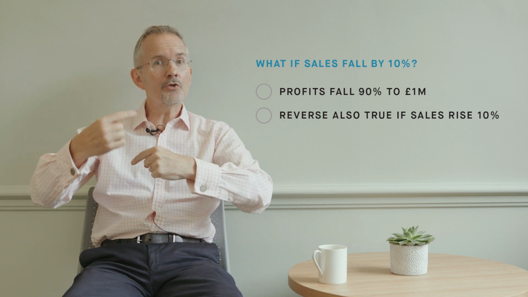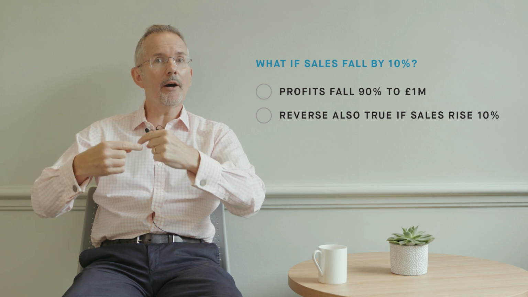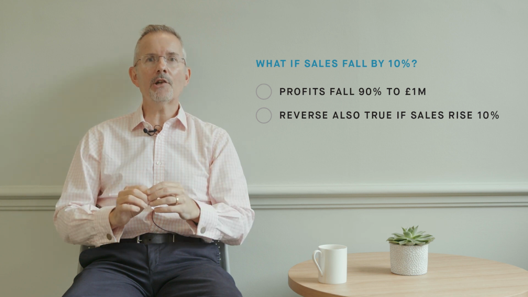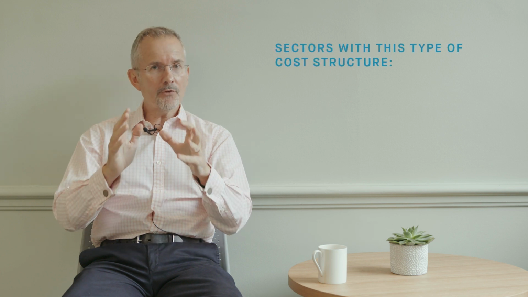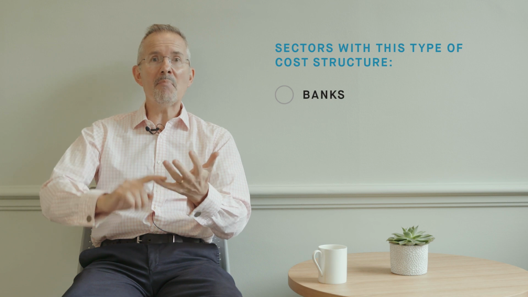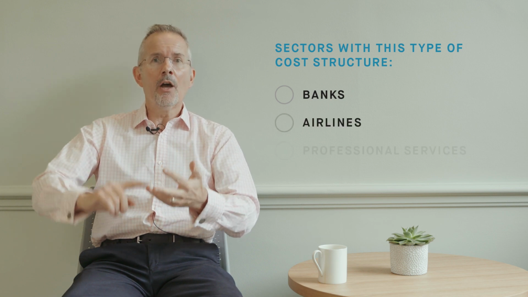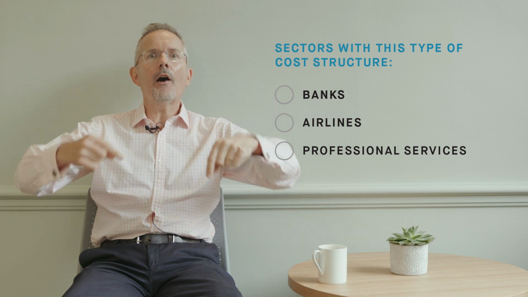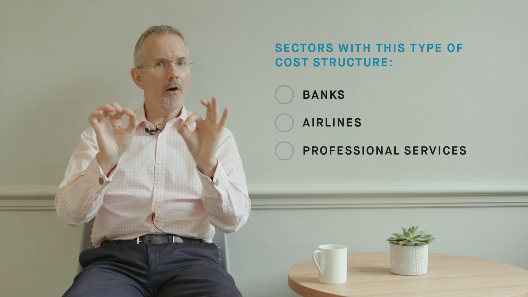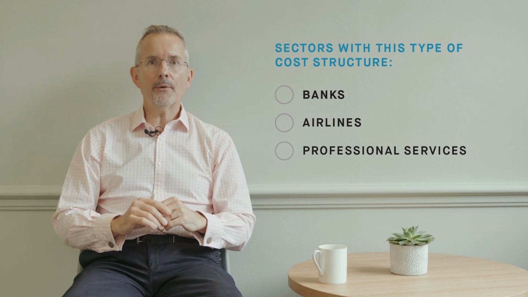Now, the reverse is true on the same model if sales rise, but I'm talking about an environment here where companies are under increasing amounts of pressure when it comes to revenue. And if you're thinking, haven't you skewed the example just to make a point, to make the dramatic 90% fall in profits? Not really. I can point to sectors that have that kind of cost structure right now. I'm thinking of things like banks, airlines, and professional services firms. High staff costs, high property costs, locked into those regardless of the level of revenue or sales.